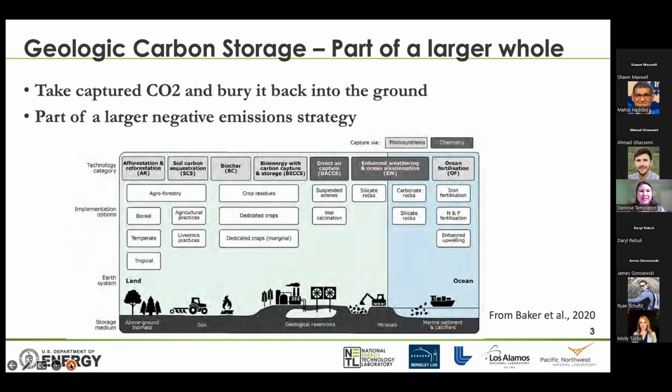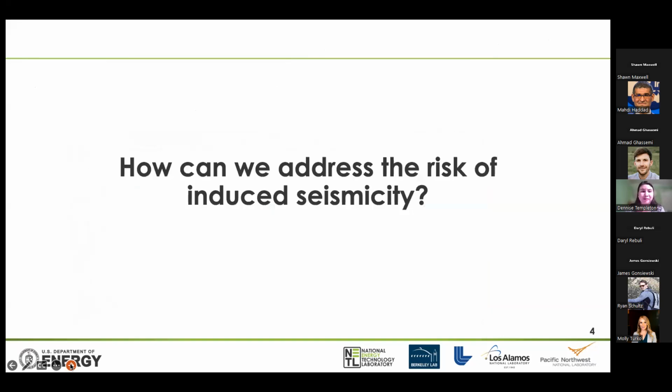And part of that is associated with geologic carbon storage, because when you capture CO2 and bury it back into the ground, you have the possibility of generating induced seismicity. But again, just taking a step back, we're part of a larger community here. We are part of the larger negative emission strategy that includes things like reforestation and carbon sequestration in the soil. So we really need to be talking to each other to determine how much we need to put forward in order to succeed in our climate goals?